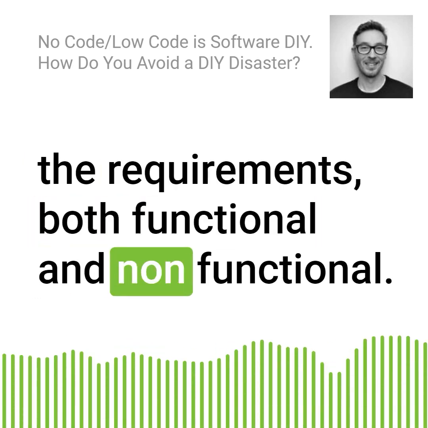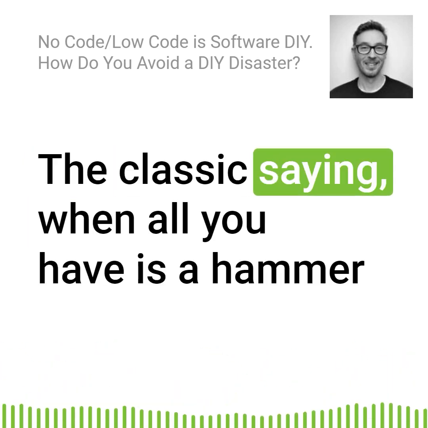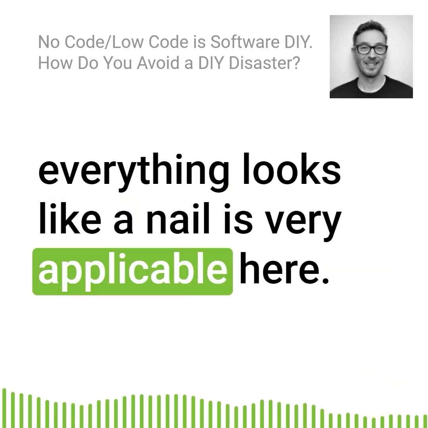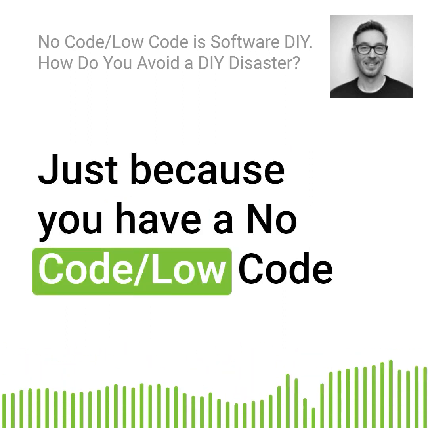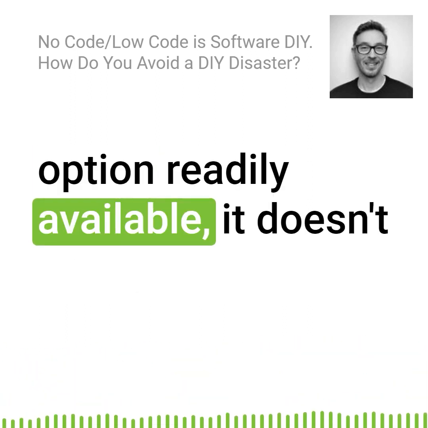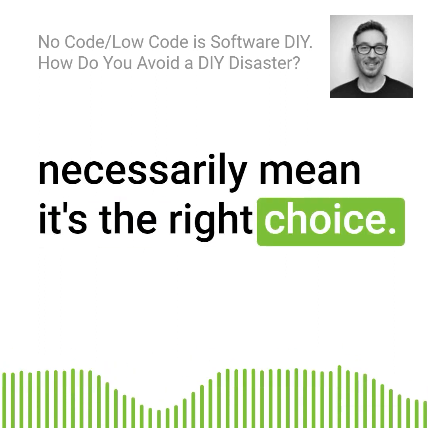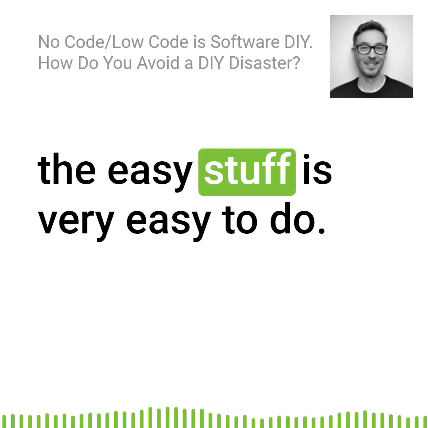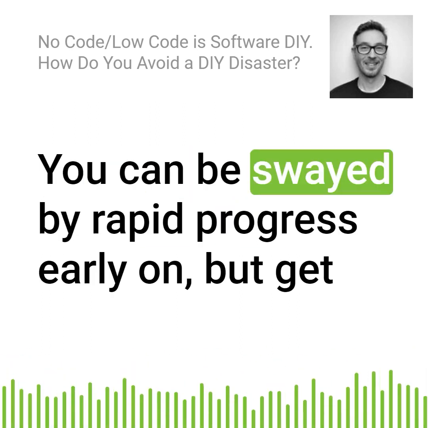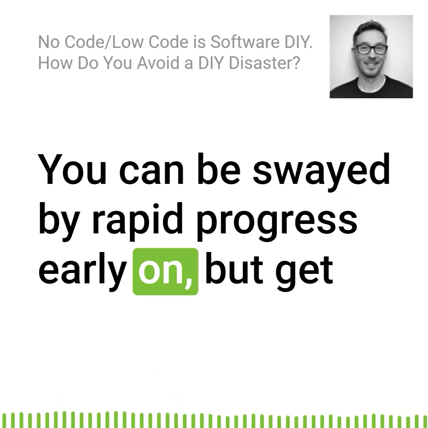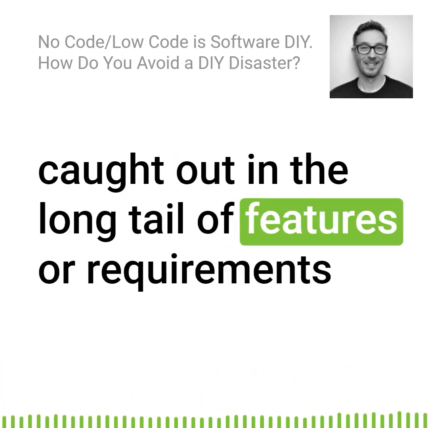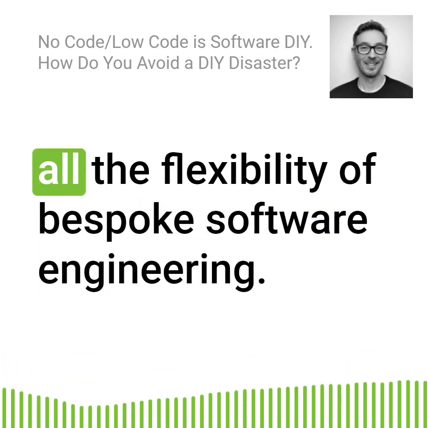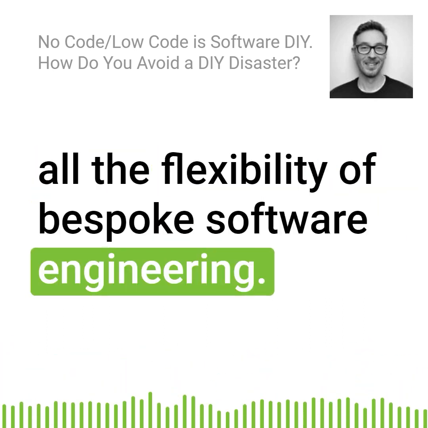both functional and non-functional. The classic saying, "When all you have is a hammer, everything looks like a nail," is very applicable here. Just because you have a no-code, low-code option readily available, it doesn't necessarily mean it's the right choice. The challenge with no-code, low-code is often that the easy stuff is very easy to do. You can be swayed by rapid progress early on, but get caught out in the long tail of features or requirements that become a lot more difficult to implement without all the flexibility of bespoke software engineering.